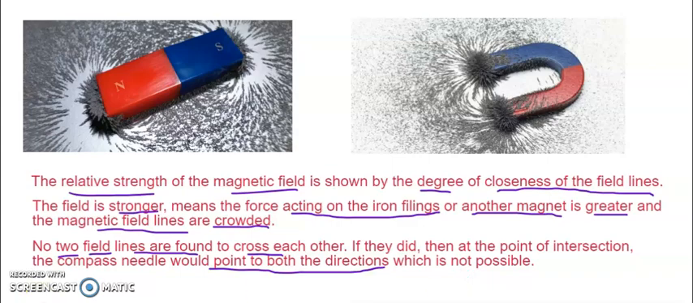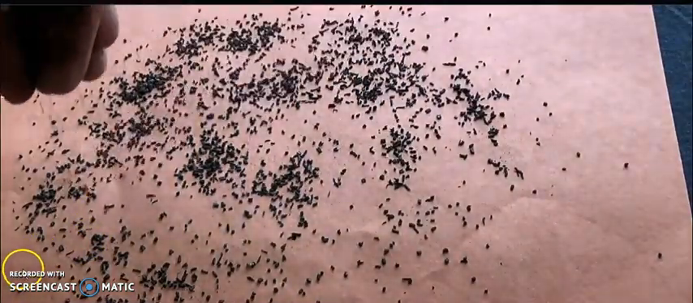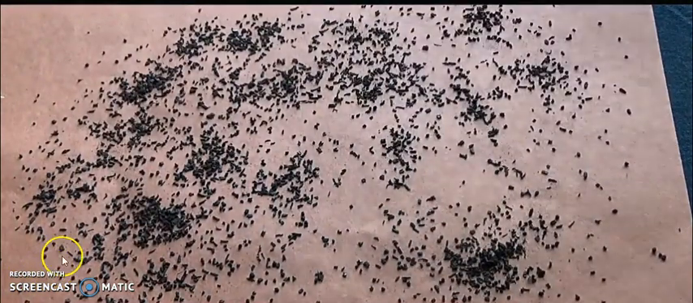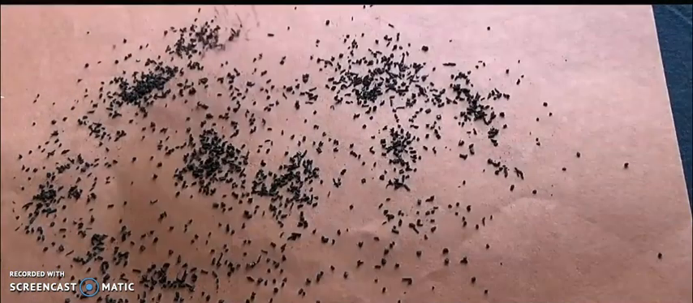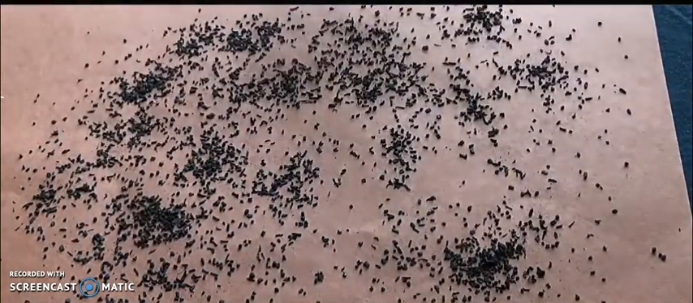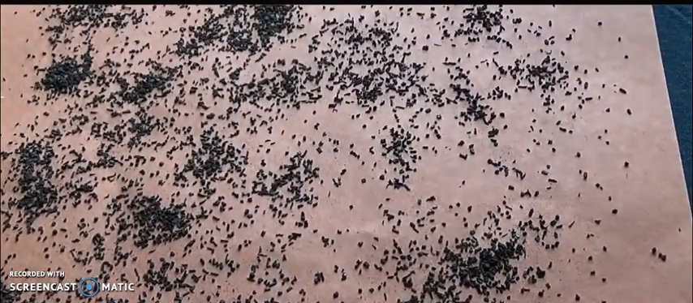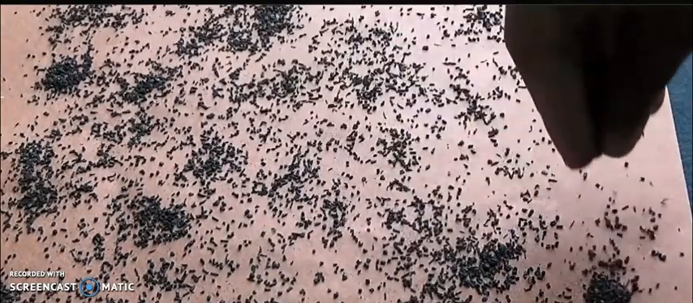Let's look into the last activity. Before I end this video, let's have a quick look at what the activity is. We are sprinkling some iron filings on a piece of paper, and we are going to spread it all over. So on the sheet of paper, we have put some iron filings. Now we are going to place the magnet in the center of it. When we place the magnet, the iron filings should align in a particular pattern, right? So let's look into it.